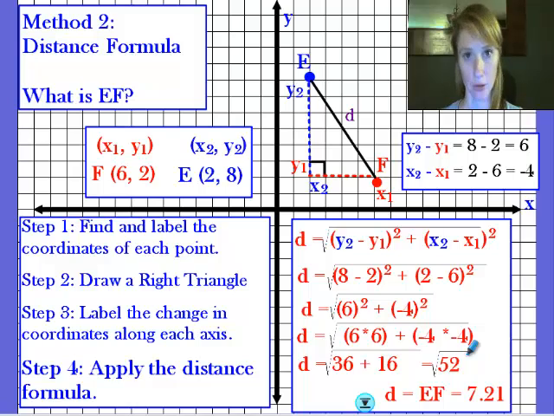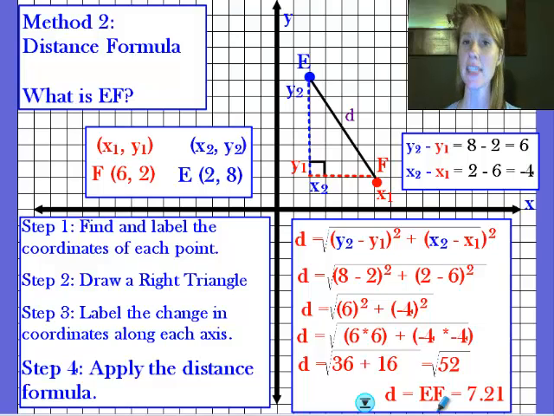When I put that in my calculator and simplify that, I get the approximate length of 7.21 as the distance, or the length of line segment EF, which is what we found using the Pythagorean theorem method. So, using either method, we get the same length.